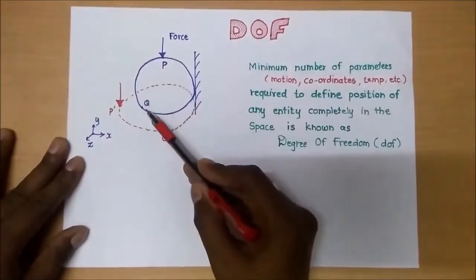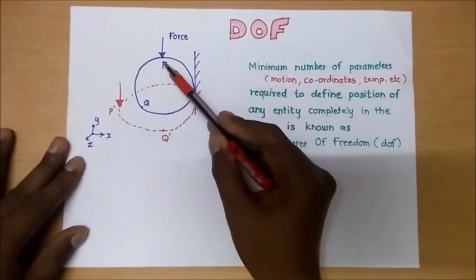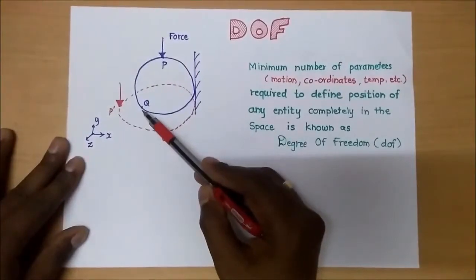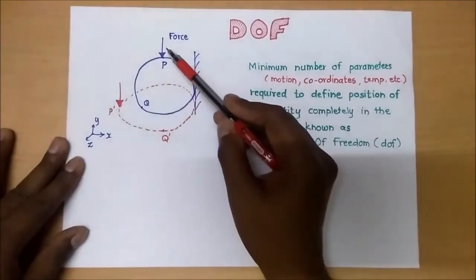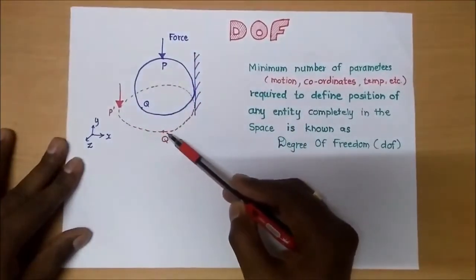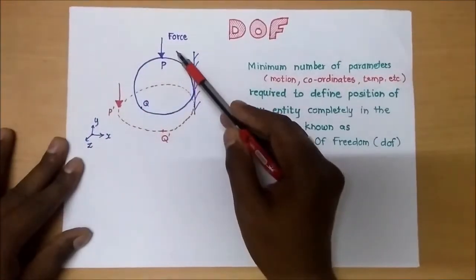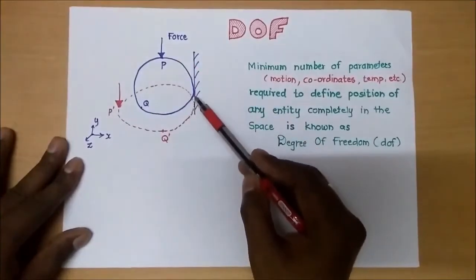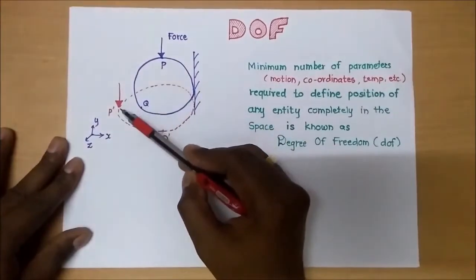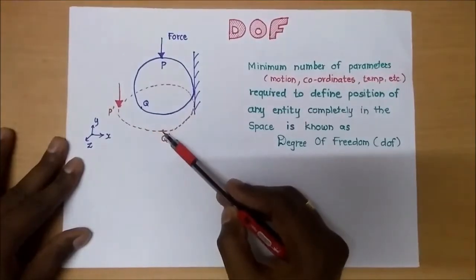Suppose this is one geometry which is attached to a fixed support at this point. There is one point P on which a force is acting, and there is one more point Q. When this force is applied, this body will try to move to another position. The red color indicates the position after the action of this force. This point moves from here to here. The point P moves from P to P dash, and the point Q moves from Q to Q dash.